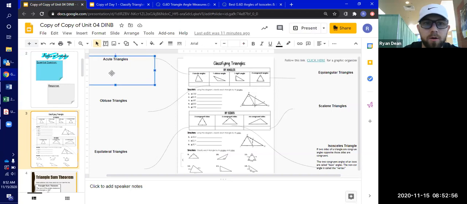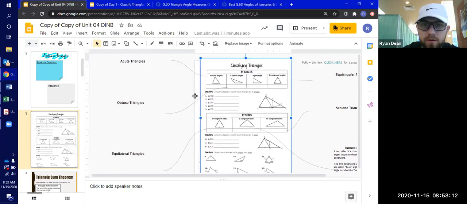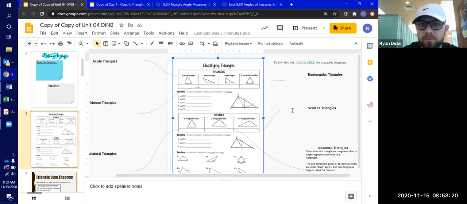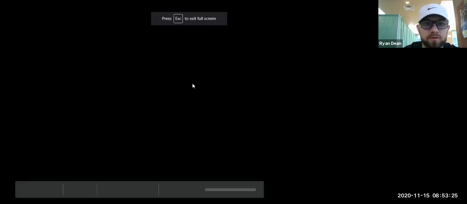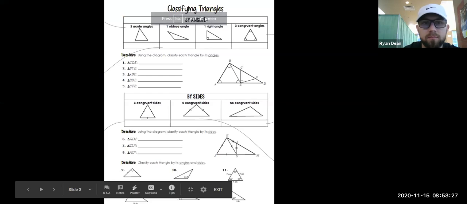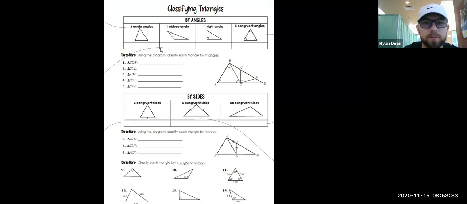Okay, so all of these notes, acute triangles, obtuse, equilateral, and so forth, all of these have text boxes already in place for you to click on and type in, so you don't have to make any of that yourself. And the examples will have text boxes as well, so that you can type into them and make sure that you're getting all of your notes. So I'm going to go into present mode, and we're just doing this so that we can view these slides a little bit easier.